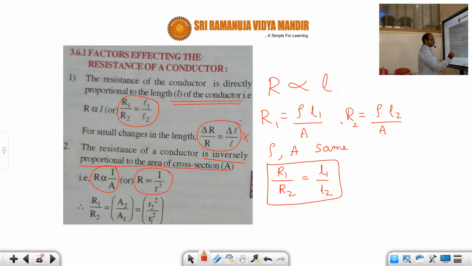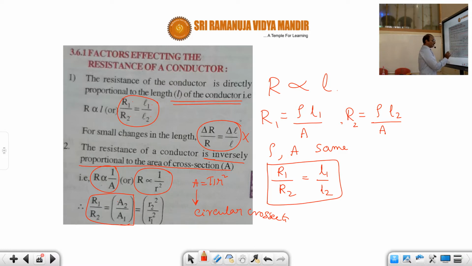Understood? In most of the problems they will give you a circular cross section only, area of the cross section, then A equals pi into r square will come. So this will be applied only for circular cross section. Remember it, circular cross section. And for comparison you can write for this one. Here R1 by R2 equals A2 by A1 is given, no?